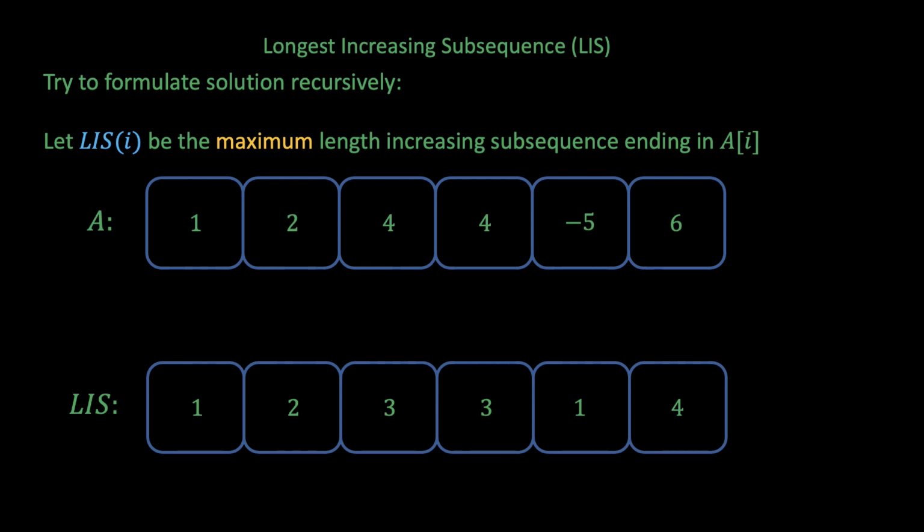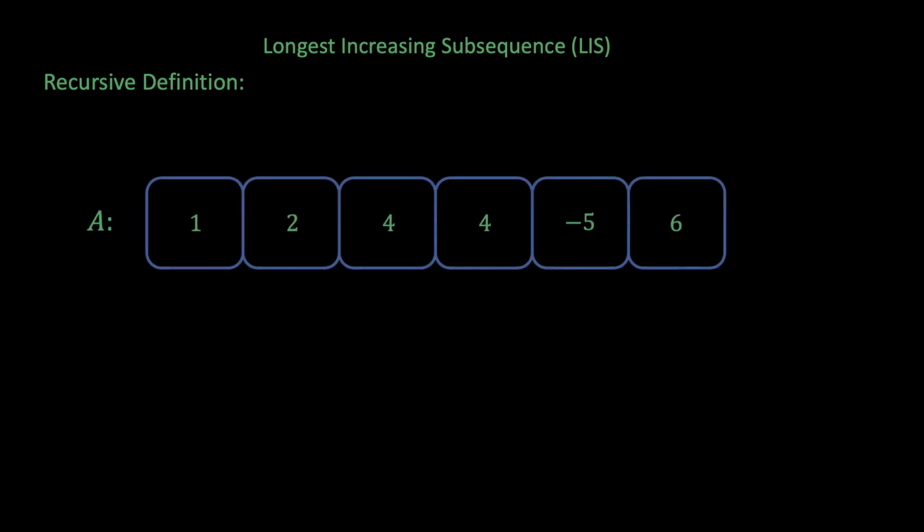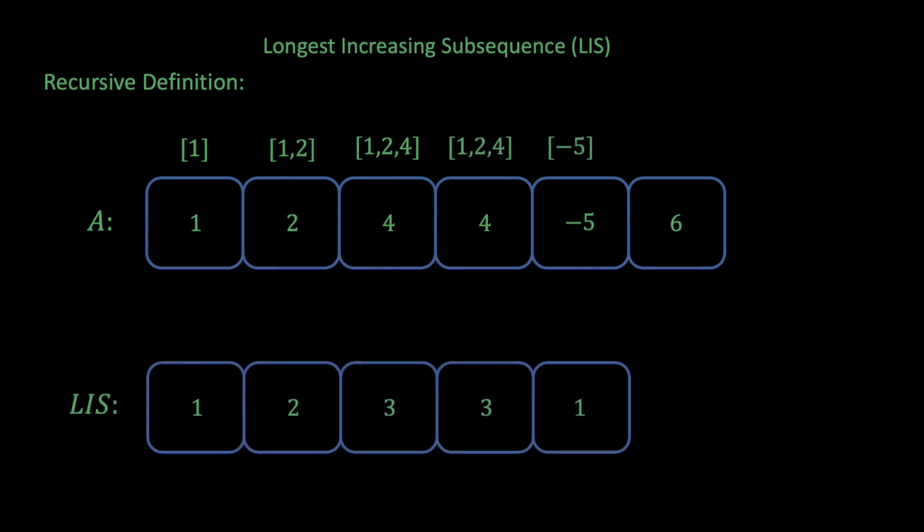Now let's think slowly how we calculated those LIS values. Suppose we know that the LIS ending in A1 is 1, and the LIS ending in A2 is 1, 2, the LIS ending in A3 is 1, 2, 4, and so on until A5 being negative 5. How can we calculate the length of the longest increasing subsequence ending in A6? Take a second and think of an O(n) algorithm to do this using the pre-computed LIS values.